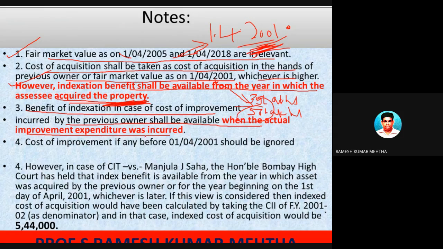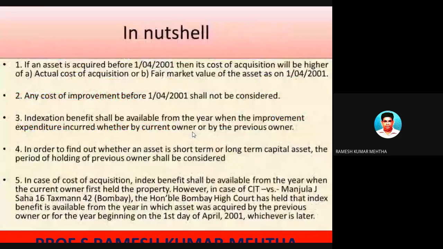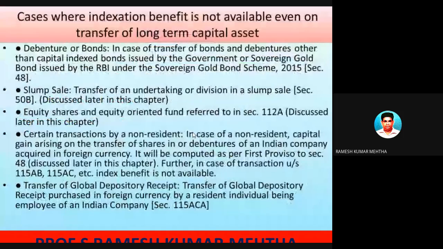That is the point. Next one is cost of improvement. If any improvement has taken place, or repairs or expenditure on repairs and so on and so forth have taken place before 1/4/2001, just ignore it. So this is the summary of our problem. So this is in a nutshell. Okay, hope this is loud and clear.